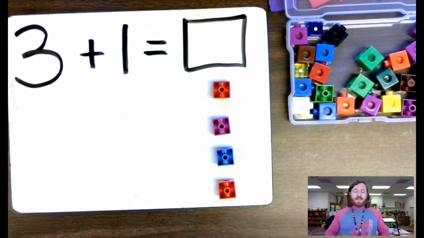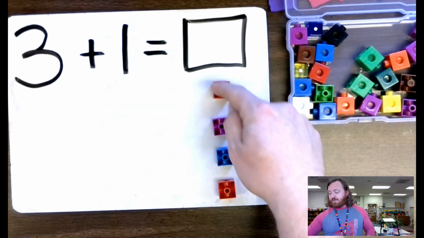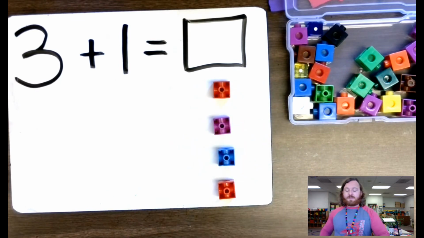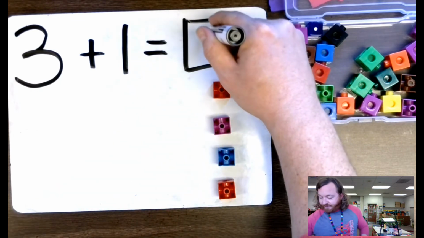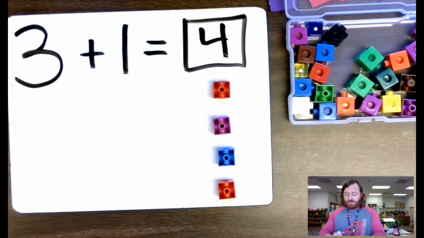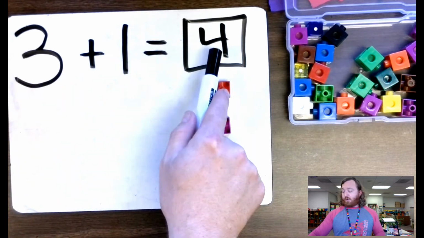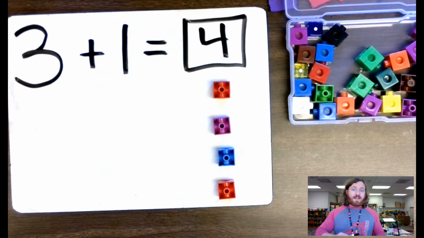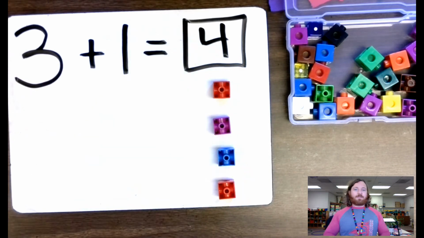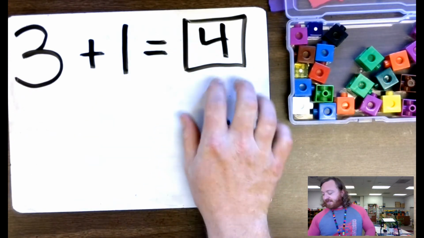And now I'm going to count that. The answer to an addition problem is what you would call a sum. So the sum is going to be however many cubes I have here. 1, 2, 3, 4. So 3 plus 1 equals 4. 4 is the sum of my problem. So you could read this 2 different ways. The way that I just read it, 3 plus 1 equals 4. Or you could read it like this: 3 plus 1 is the same as 4. Because remember, the equal sign means same as. Cool. Let's put the cubes up.